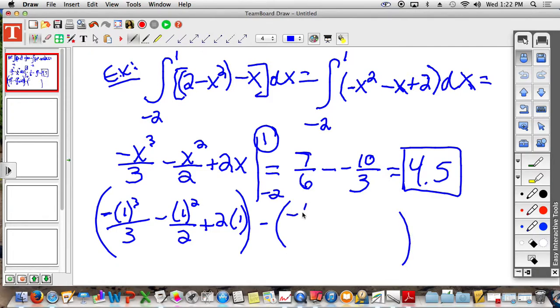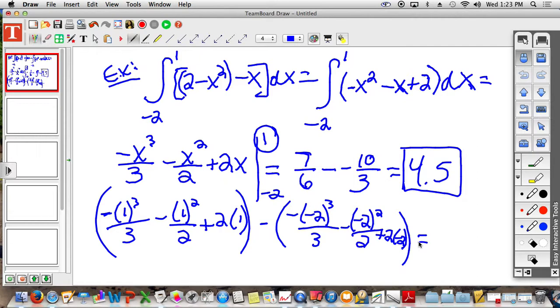So you have negative. Notice my use of the parentheses, because this says the opposite of x cubed. So your only thing that belongs in parentheses is that -2, but you have to have a negative out front. So it's a negative -2 to the third power over 3 minus -2 to the power of 2 over 2 plus 2 times -2. And then if you evaluate those two things, subtract them, you're going to end up with 4.5. So, all right, I feel better that I told you that now.